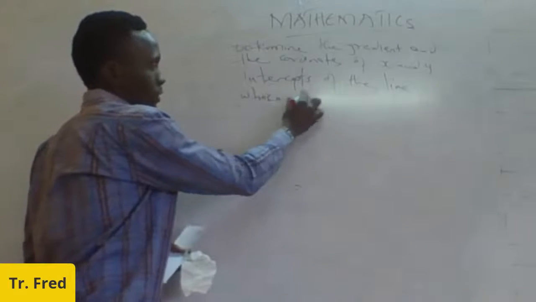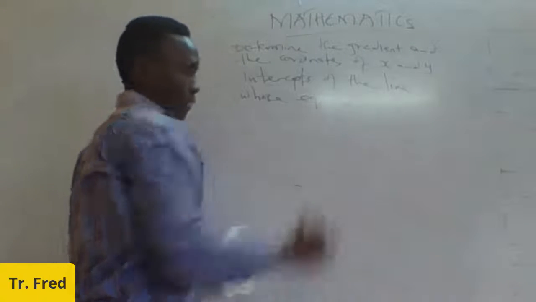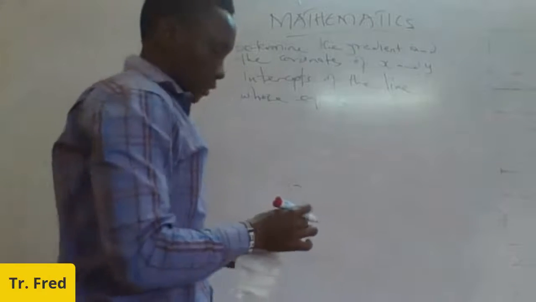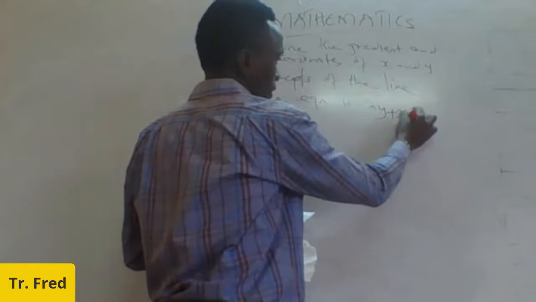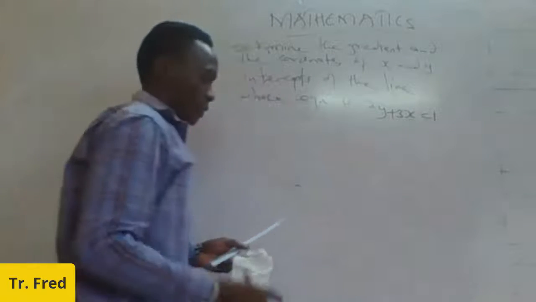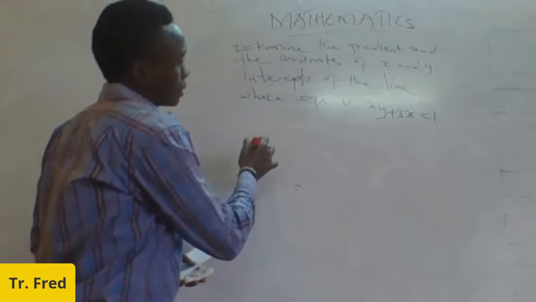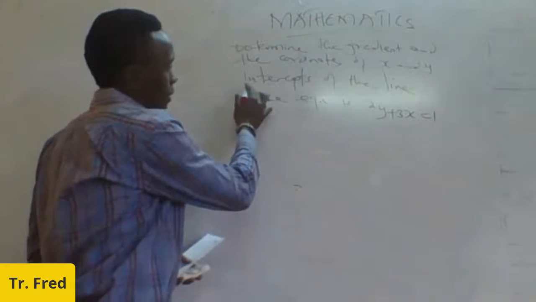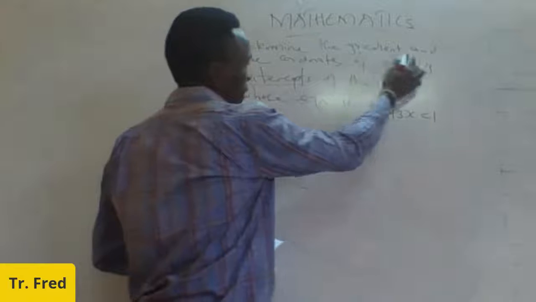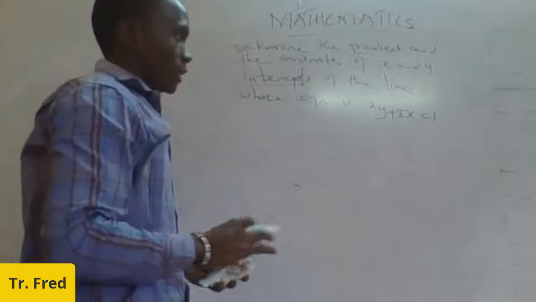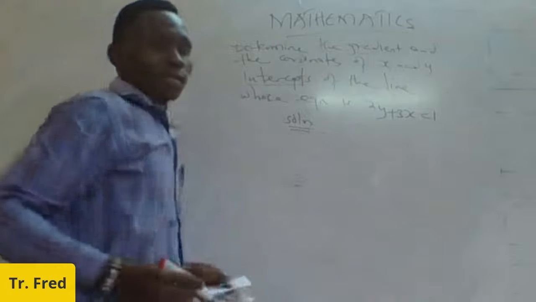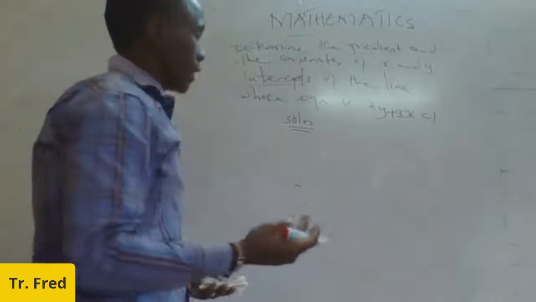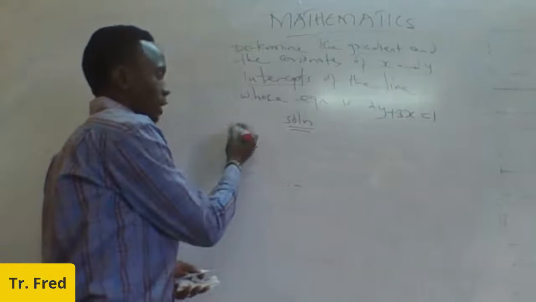The equation is given as 2y + 3x = 1. Now, the question is telling us to calculate the intercepts and also the gradient. So the first thing to do is to find the gradient, and as we have said, you first have to express the equation of the given line in terms of the equation of a line.